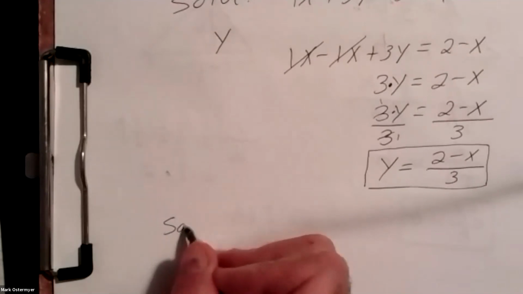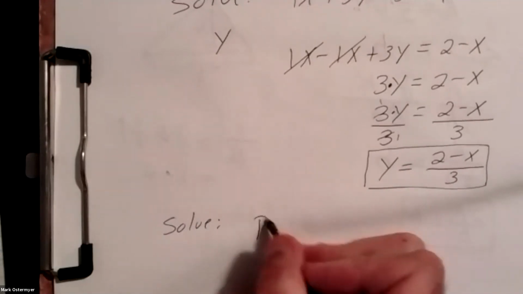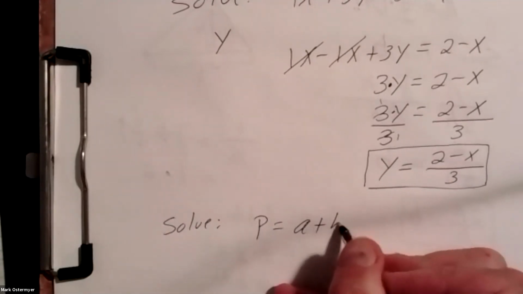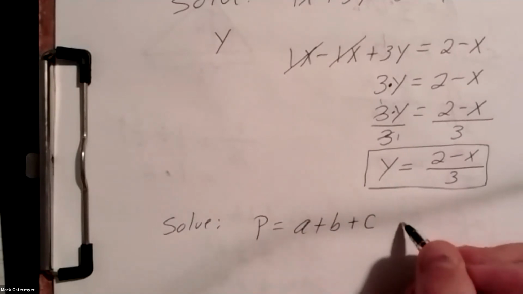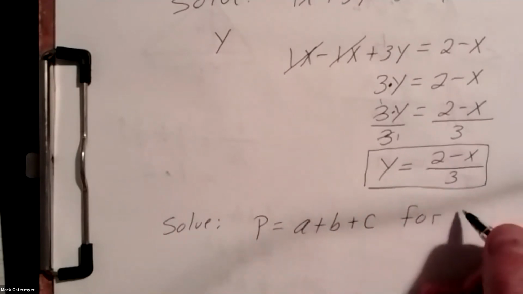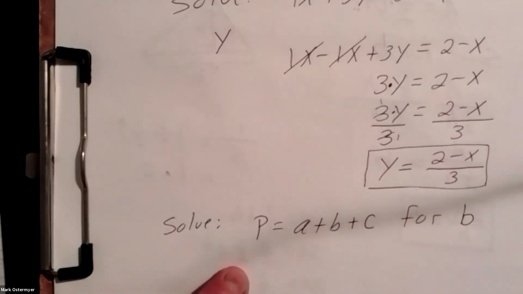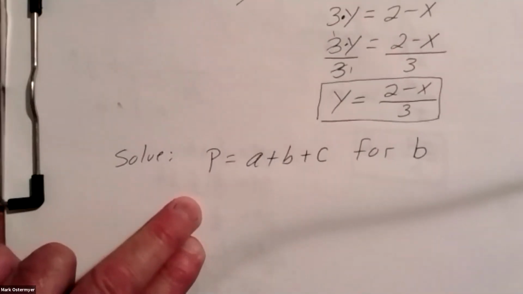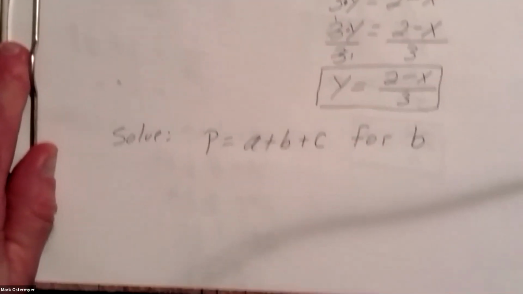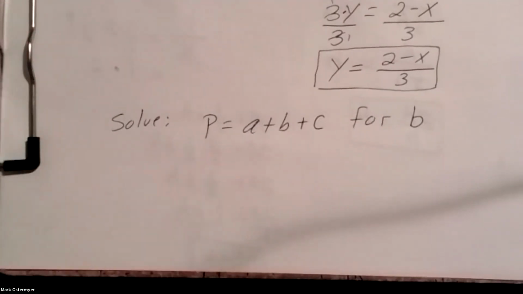All right, you try this one. Just everybody try this one. I want you to solve this formula. P is equal to A plus B plus C. I want you to solve this for B. See if you can solve this formula for the variable B. How would we solve for B?